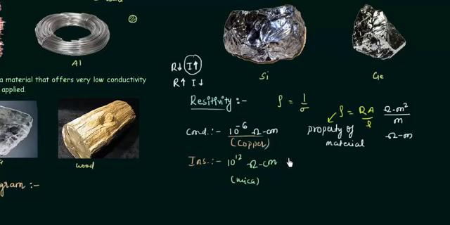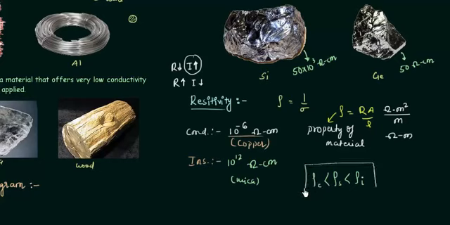Whereas if I talk about the resistivity of silicon, it is 50 into 10 to the power 3 ohm centimeter, and for germanium it is 50 ohm centimeter. So you can clearly see that the resistivity for the semiconductor, let's say rho s is the resistivity of the semiconductor, is less than the resistivity of the insulator, and it is greater than the resistivity of the conductor, rho c. So this is the relation that you must keep in your mind, and depending on this we have the flow of current through these materials.